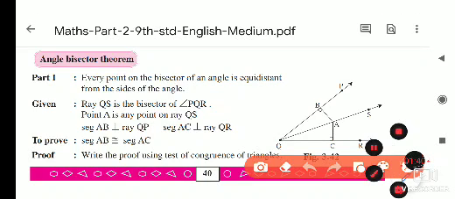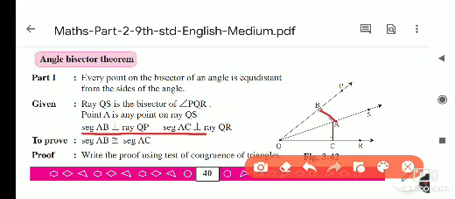What we have done here: it is angle PQR, and ray QS is the bisector of angle PQR. Then we take any point A on the angle bisector, and draw the perpendiculars from point A to the remaining rays, the arms of the angle, that is QP and QR. So AB is perpendicular to QP and AC is perpendicular to QR. That is our given part.